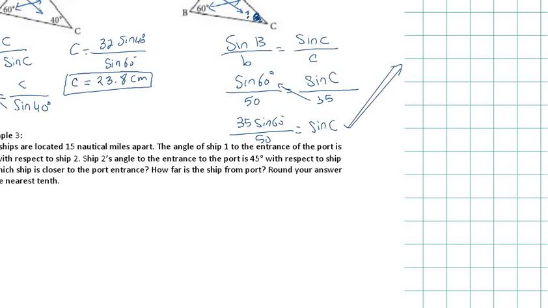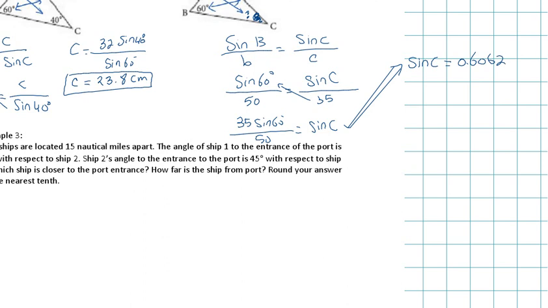Good. Am I done? Did I find my angle C? No. Because it can't be that. So how would I find angle C? Inverse this. That's right, sine inverse, remember? Anytime I'm looking for an angle, I have to do the inverse of whatever ratio I'm doing.